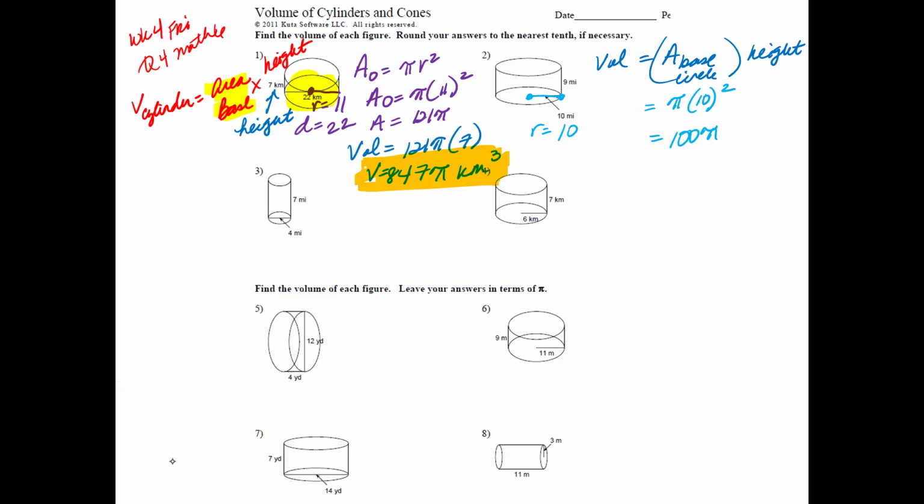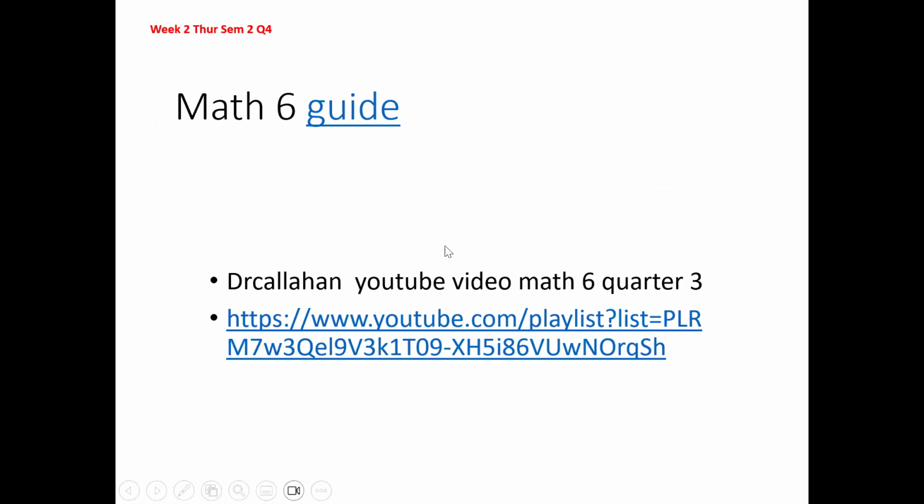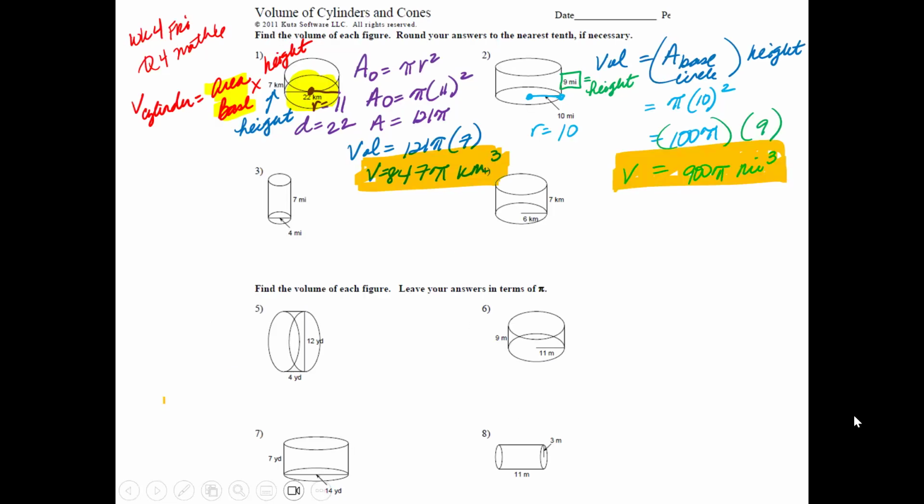Which one's your height? 9. Yep. So this times 9 is going to give you what? Pi mile cubed. Okay. Now that I did these two for you, I want you to go ahead and try the next two on your own.